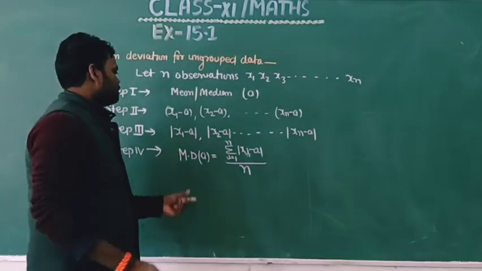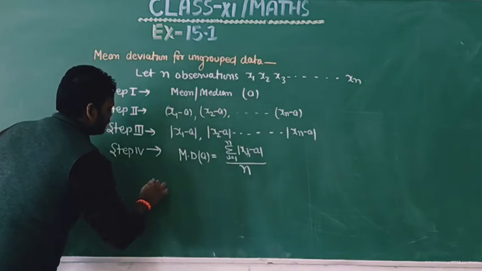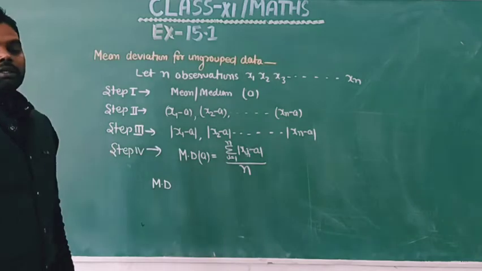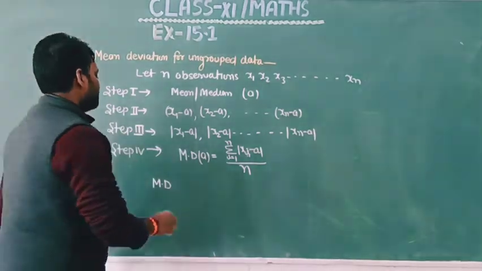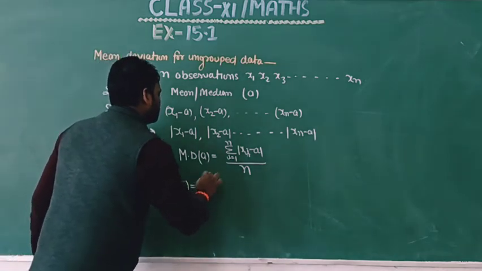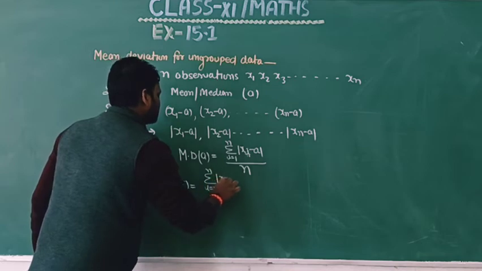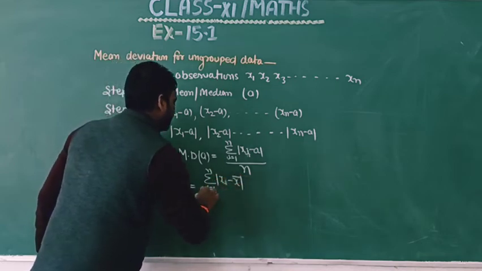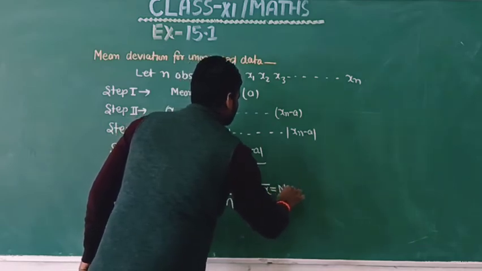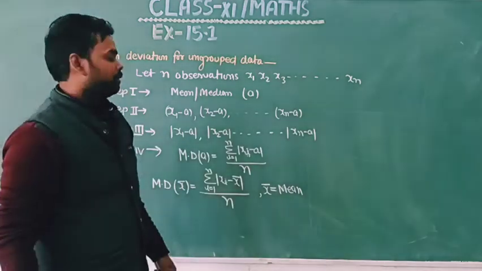This is written as mean deviation about mean: MD about x bar is equal to the sum from i equal to 1 to n of mod xi minus x bar, divided by n, where x bar is the mean. So this is called mean deviation about mean.